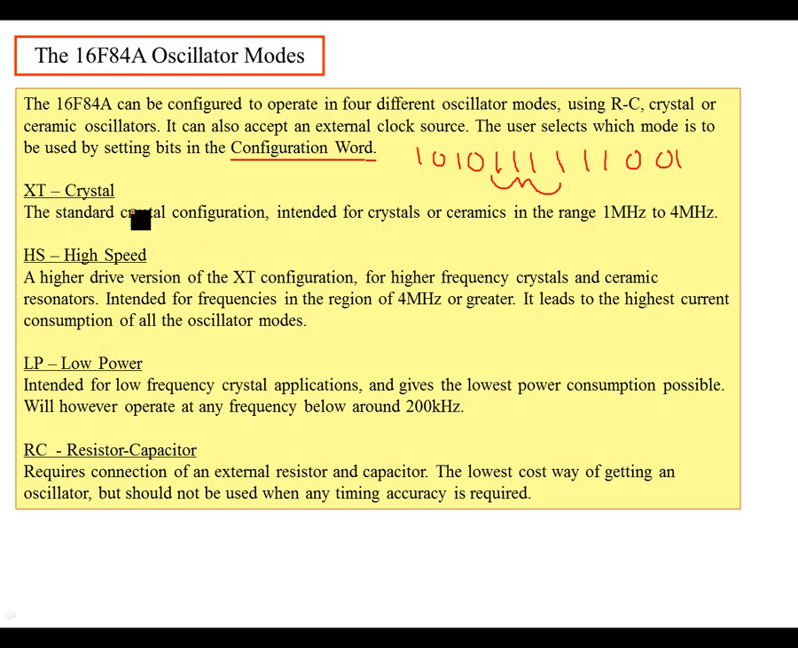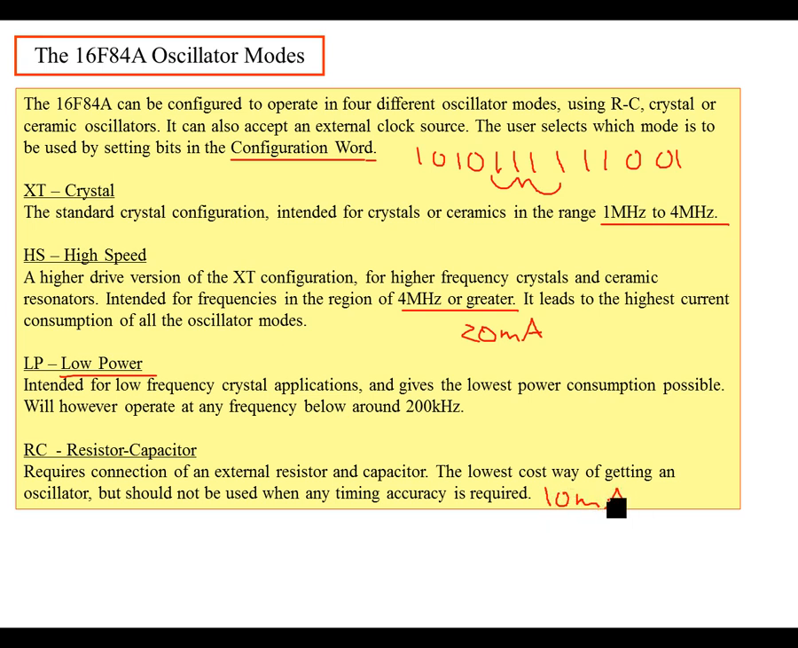So we have just the standard XT, which is for the ranges of 1 MHz to 4 MHz. Then we got the high-speed mode, which is for 4 MHz or greater. And then we have the low-power mode. Keep in mind that the higher the speed, the more current. So for example, I think for the high speed mode you may have 20 milliamps on the data sheet, whereas for one of the lower modes you may have maybe 10 milliamps.